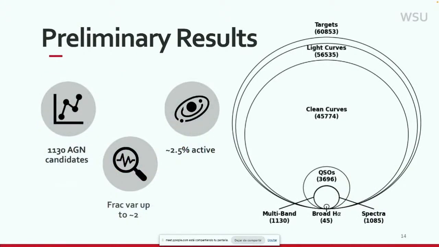So we have a total of 1130 AGN candidates, which is about 2.5% of the overall number of light curves we were able to analyze. That gets a spectral variability typically between 0.05 and even up to 2. On the right is a breakdown of the recursive sets of QSOs and AGNs that we found. And that is all. Thank you very much.